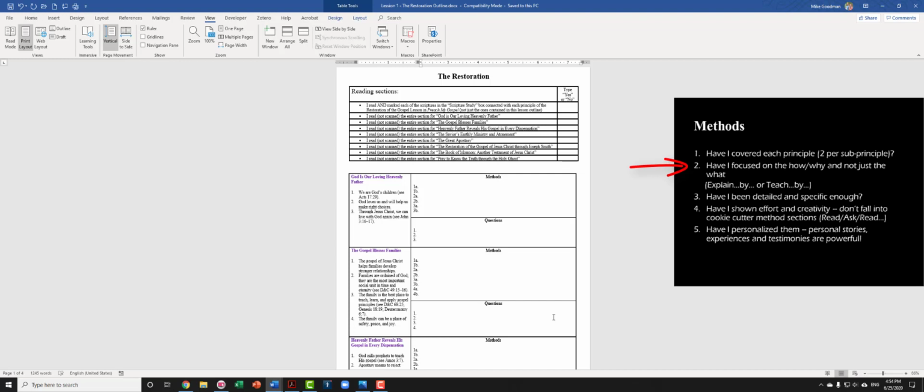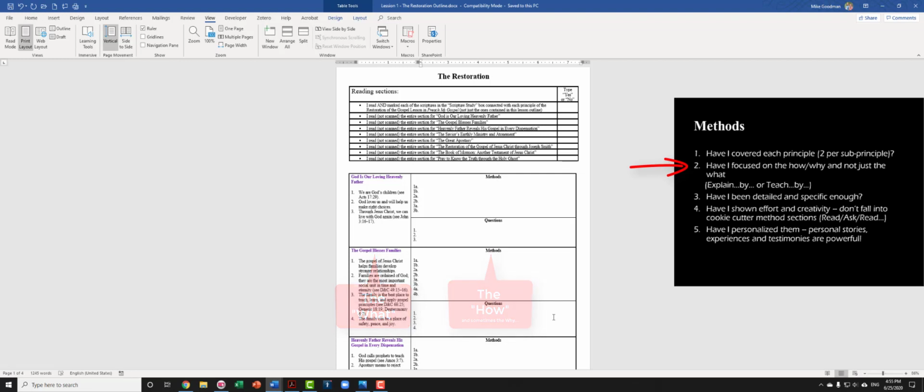This is what I mean. The left side of the outline has the what. That's what you're going to teach. So we already know what you're going to teach. What we need to know is how are you going to teach it? Are you going to use object lessons or scriptures or share personal stories? Or what other method are you going to use?